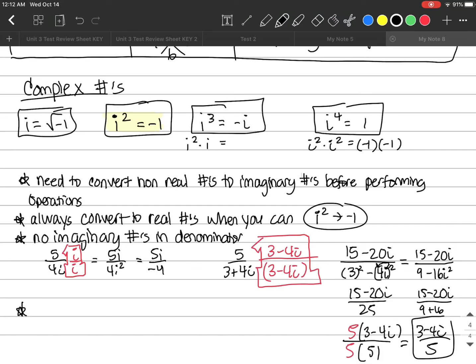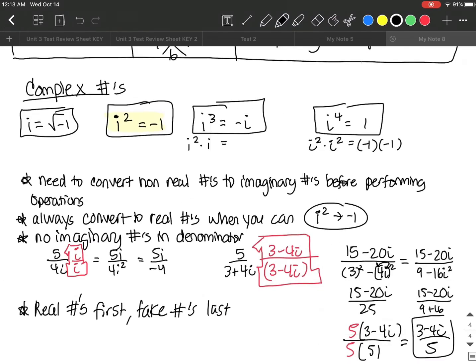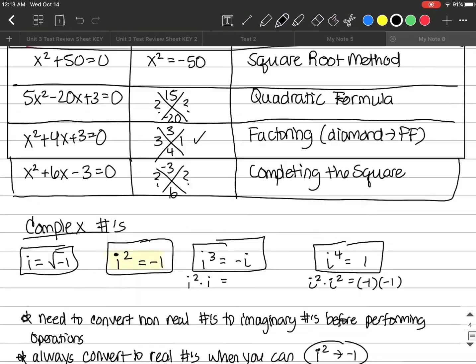And then another thing that's important is real numbers come first, imaginary numbers last. So put your real friends first to remember that. Okay. That's what you need to know about complex numbers.